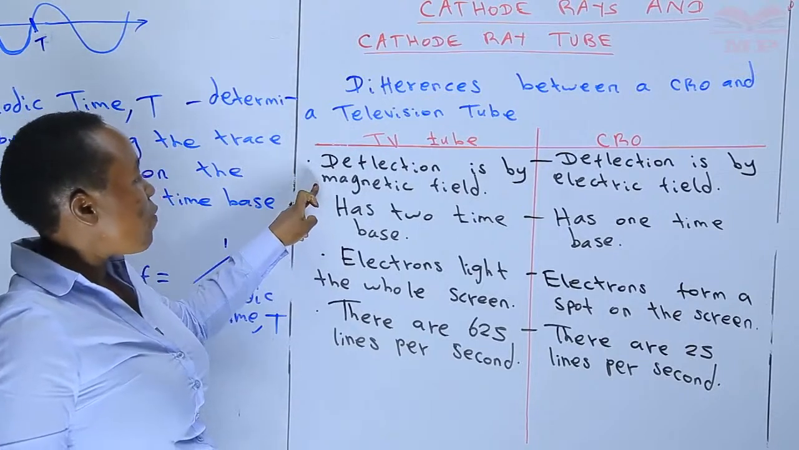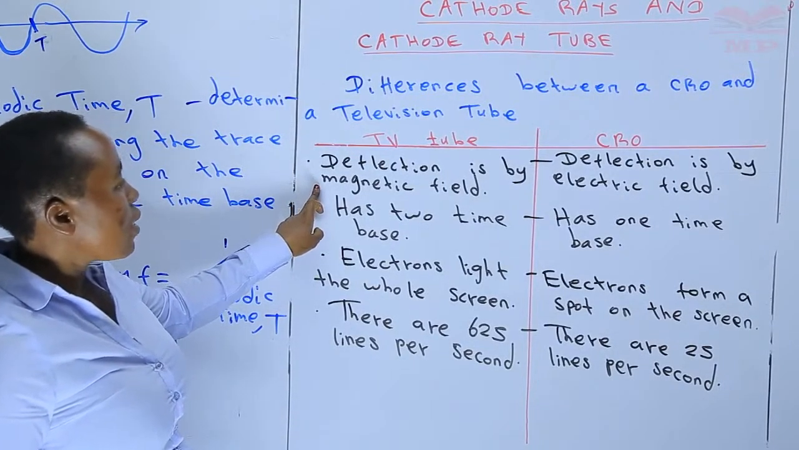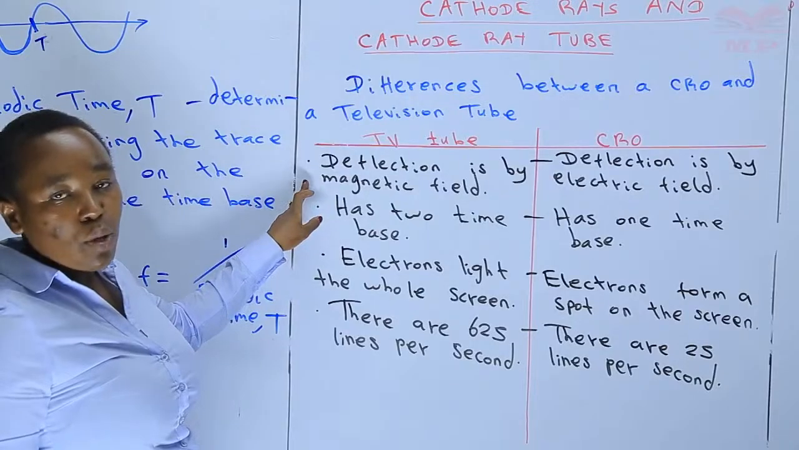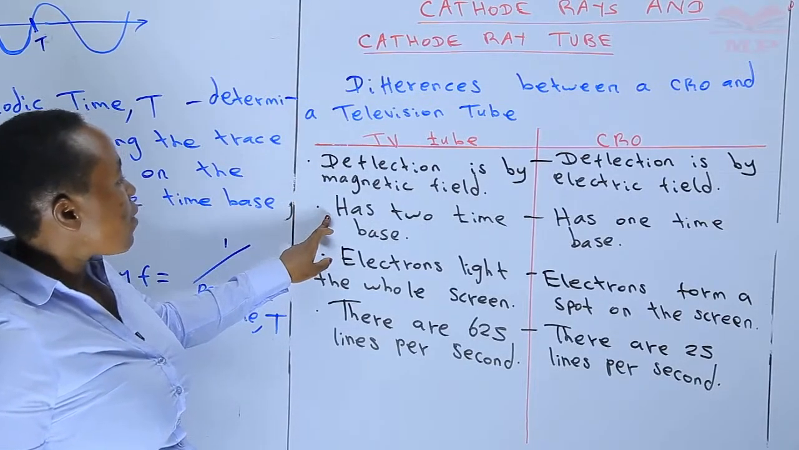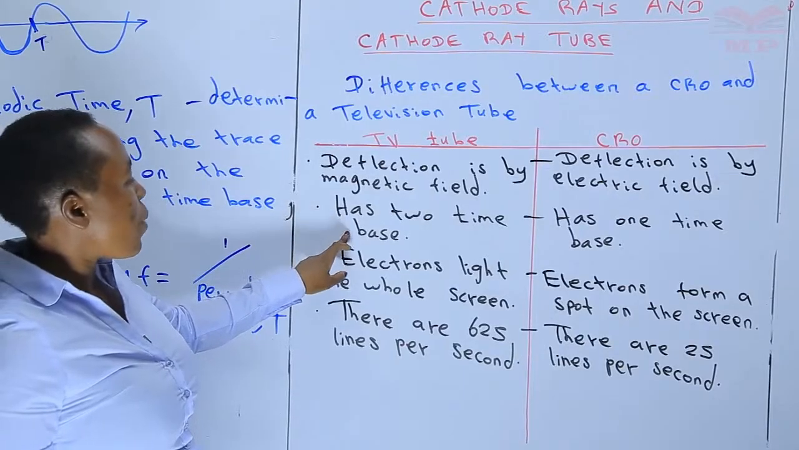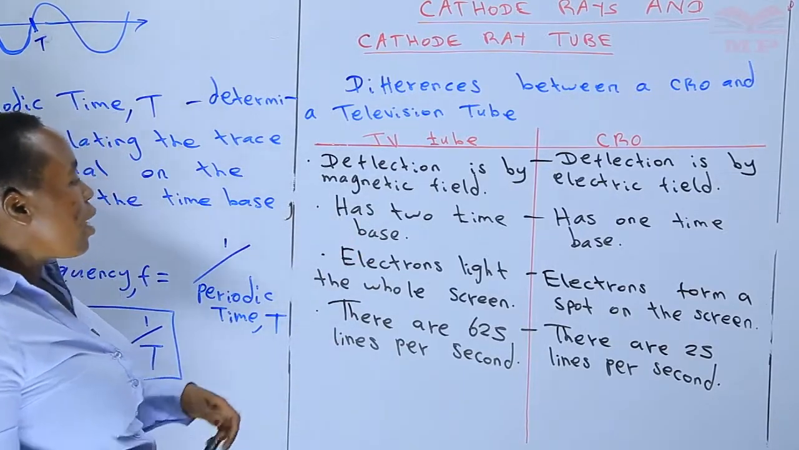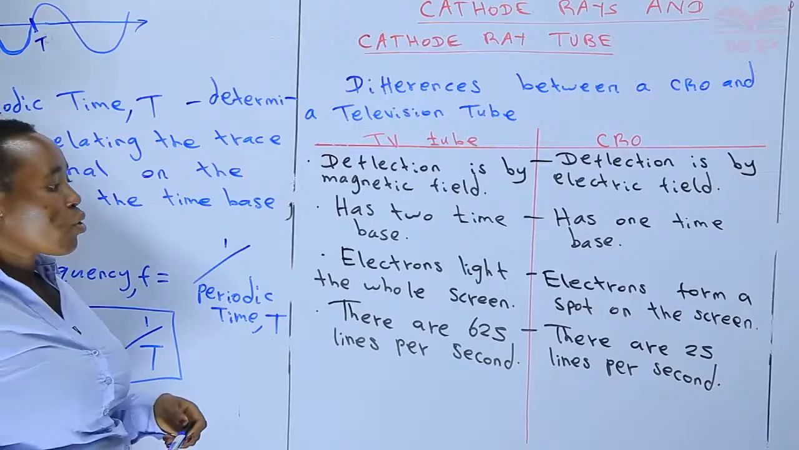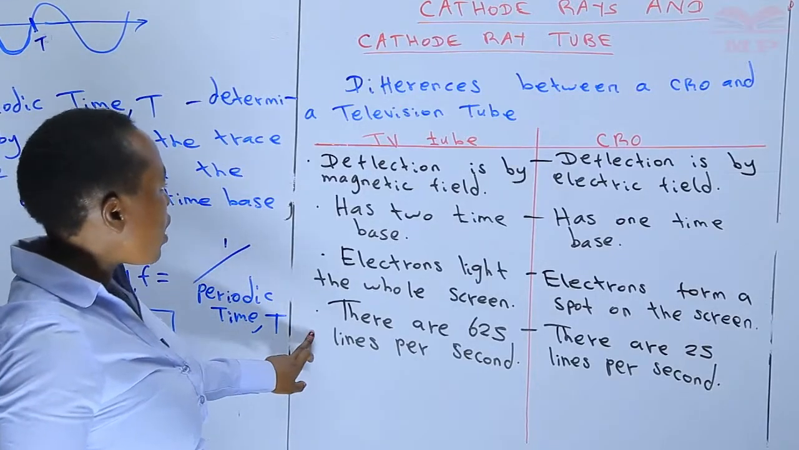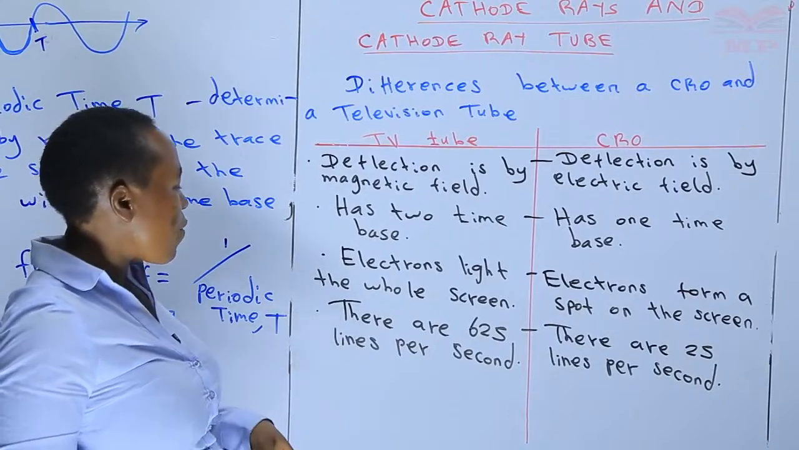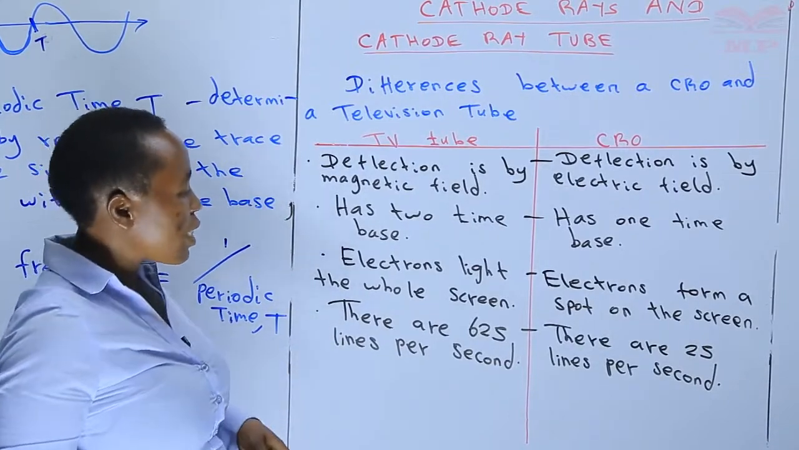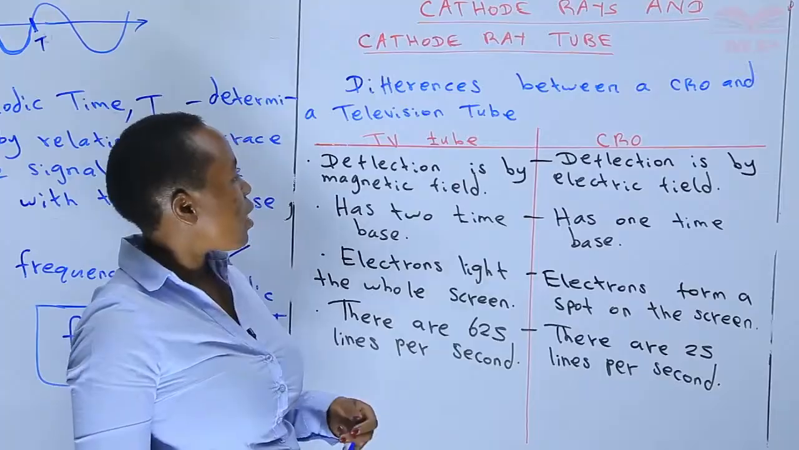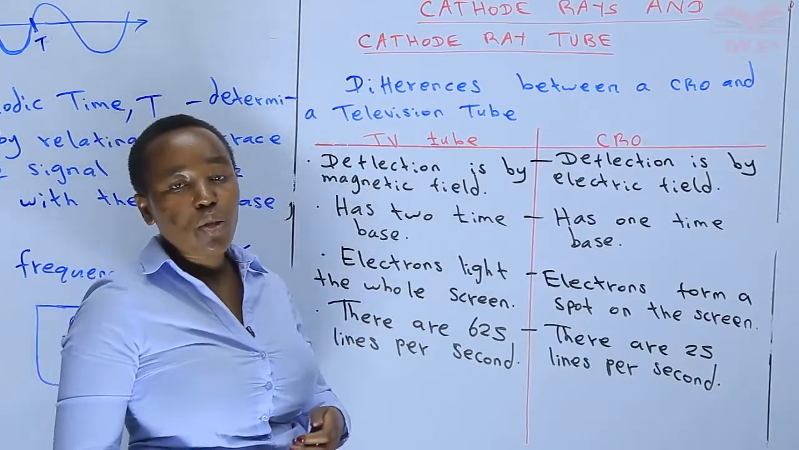In a TV tube, the deflection is by the magnetic field, and that's why the TV screen is larger than a CRO screen. Then a TV tube has two time bases, whereas a CRO has only one. In a TV tube, electrons light the whole screen. In a CRO, electrons form a spot on the screen. In a TV tube, there are 625 lines per second, whereas in a CRO, there are only 25 lines per second. So that is it on the CRO, or the cathode ray oscilloscope.